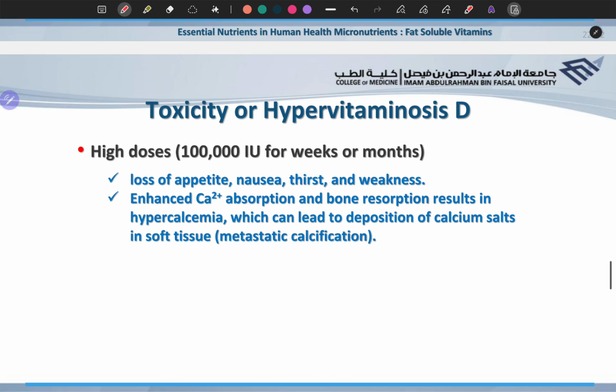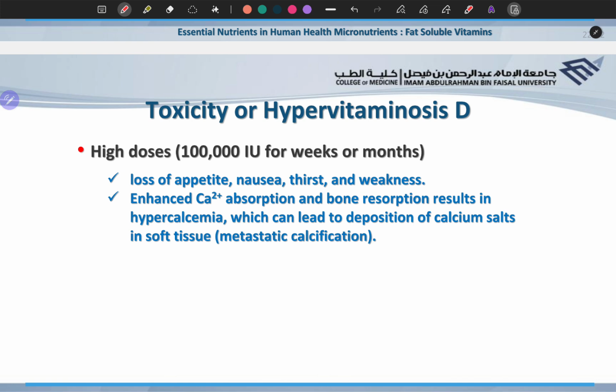When you take high doses, 100,000 international units for weeks or months, then you tend to develop hypervitaminosis D. Normally when you have vitamin D deficiency, you are given 60,000 international units weekly for 8 weeks, and then 2 to 5,000 every day for 2 months. This is normal, but when you take 100,000 for weeks and months, then you tend to develop vitamin D excess.